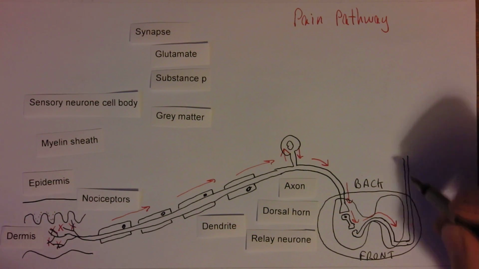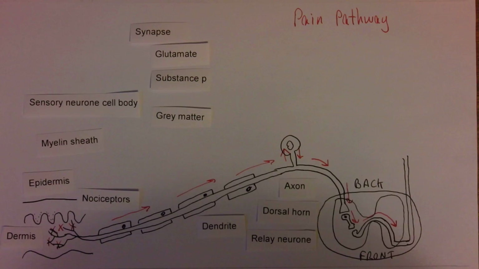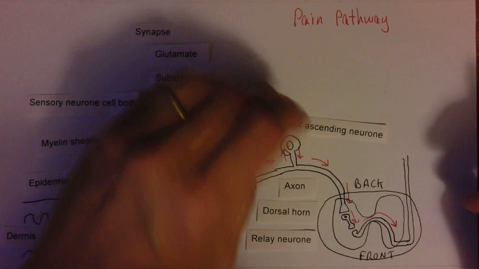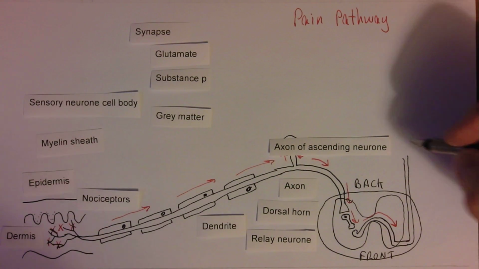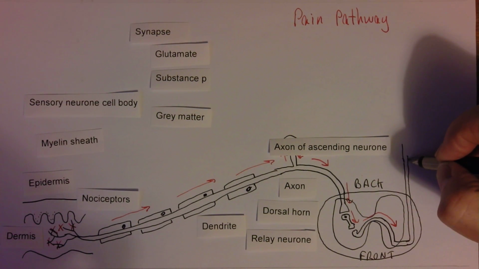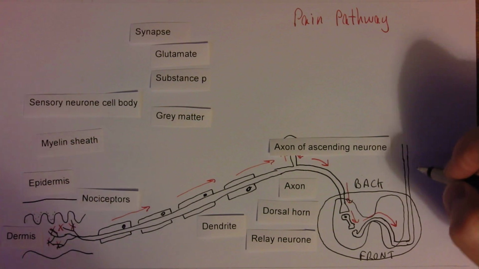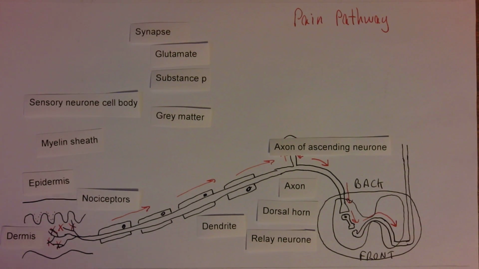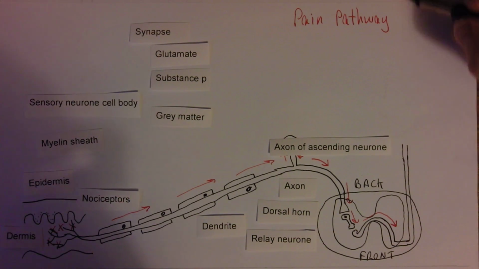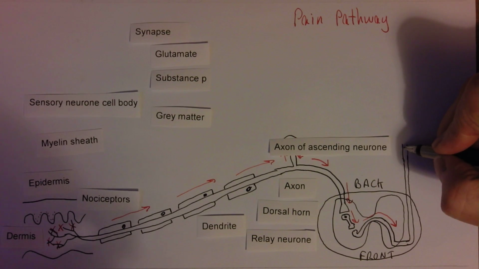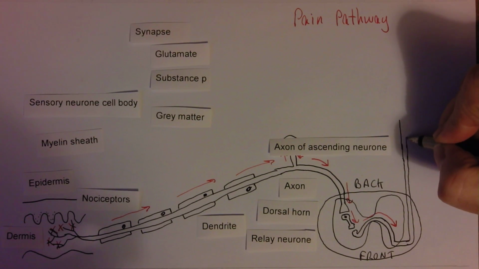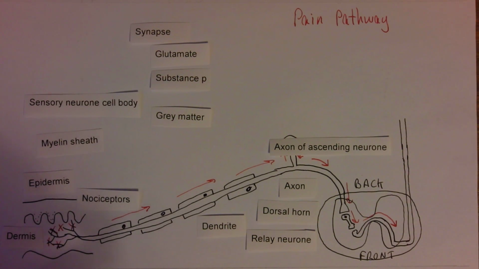This goes up the spinal cord. And the neuron that goes up is an ascending neuron. So we're now going up in an ascending neuron. Now, this neuron is going to go up now towards the brain. And it's going to go up on the same side, and then it's going to come to the brain stem.